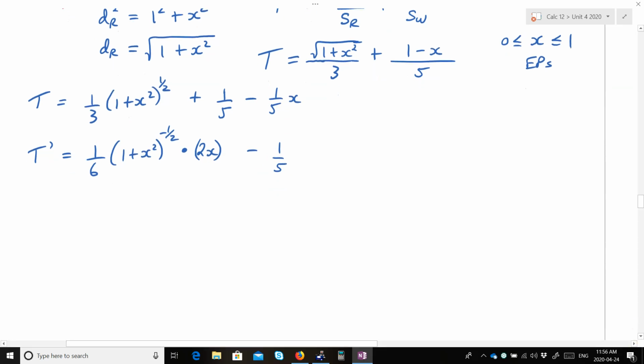So let's set it equal to 0. First of all, 2 into the 6, we'll just leave a 3 on the bottom. So on the top, we are going to have x. On the bottom, we're going to have 3. And then we will have 1 plus x squared to the positive 1/2, which I guess we could just write as the square root like that. That looks good to me. Minus 1/5 equals 0.